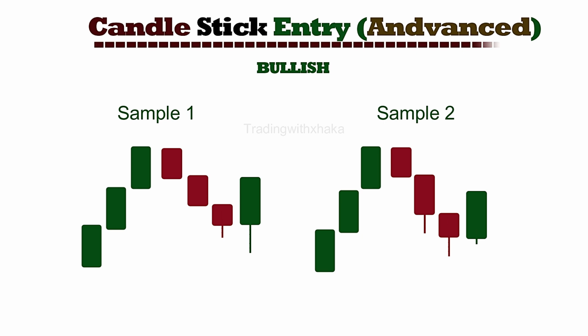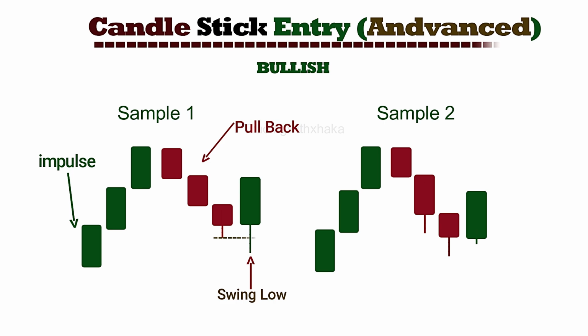So, candlestick entry for advanced bearish pattern. We have sample 1 and 2. We start with sample 1. Look at the sample. We have an impulsive move. That is our impulse, because you're in an uptrend. Then we have a pullback. A pullback consists of a series of bearish candlesticks, and we have a swing low. The swing low takes out the last bearish candle of the pullback. For that, they engulfed it.